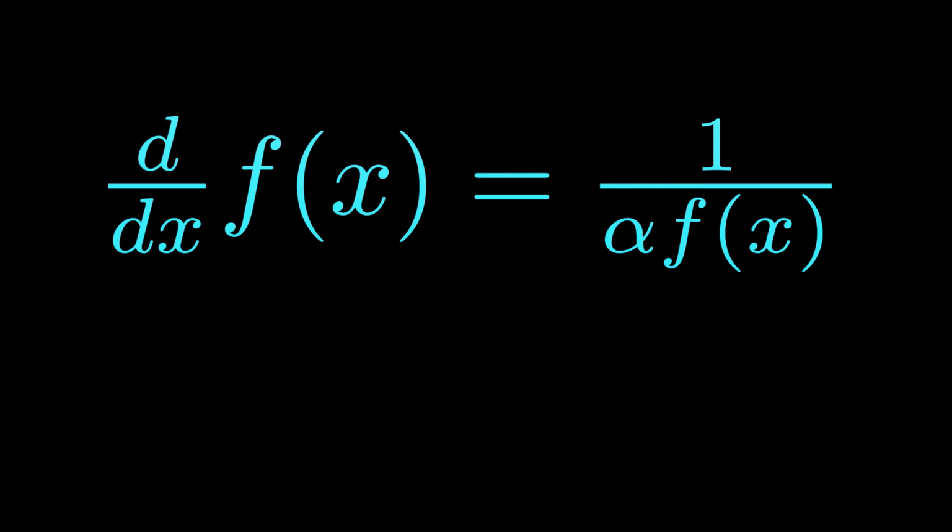Hey everyone, in this video we're going to solve the following differential equation. We have d f(x)/dx equal to 1 over alpha multiplied by f(x), where alpha is some constant not equal to 0. The technique that we're going to use to solve this differential equation is called separation of variables.